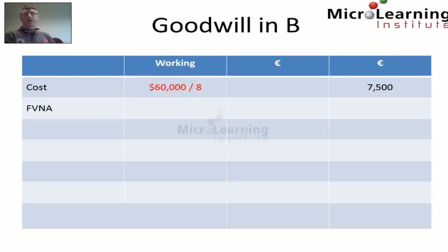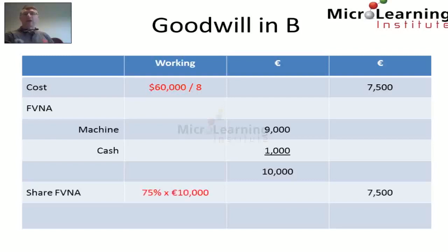We of course now need to compare that with our share of the fair value of the net assets of B, and we're told in the question that the only net assets in B at the date of acquisition were a machine valued at €9,000 and cash of €1,000. So the total fair value of net assets in all of B at the date of acquisition was €10,000. We acquired a share of 75% of those, so consequently, we acquired €7,500 in fair value net assets. So we can see that there was no goodwill generated at acquisition in this example.